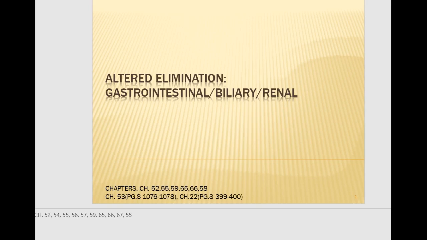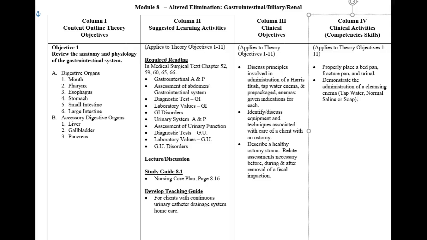At the bottom of this PowerPoint, you will see the chapters to focus on. This comes from 2019, the Medical Surgical Nursing 9th edition. So these chapters are referenced to the 9th edition. Now here's our Module 8 that we'll be covering.